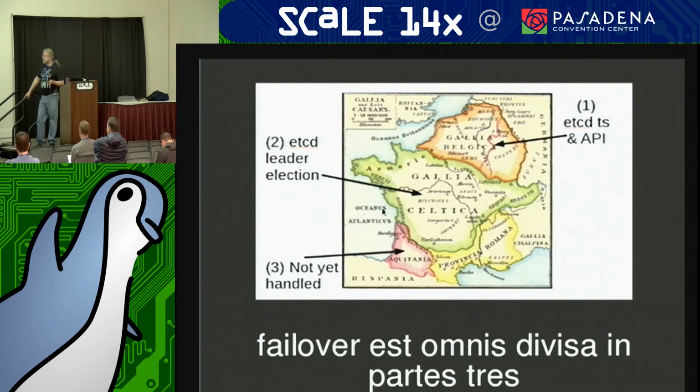The second part is what's called leader election with an etcd in order to decide who to fail over to, and then, of course, Postgres replication failover. The third part, failing over the application, is not yet handled in Patroni, although I'll talk about how that's handled by external systems later on.